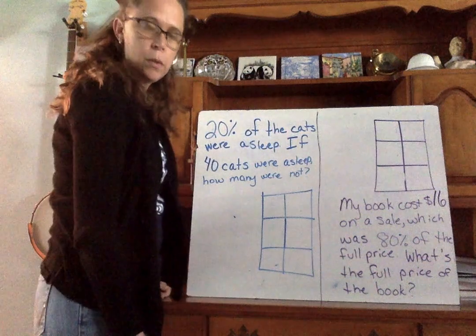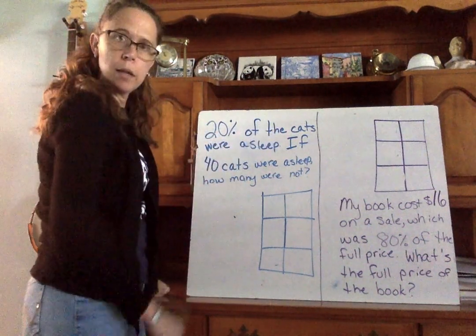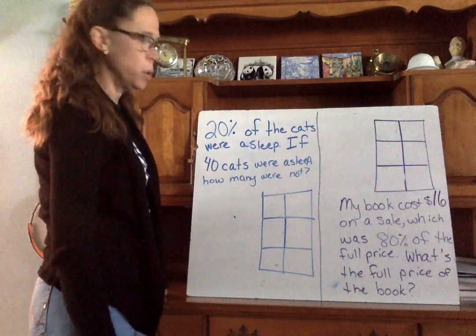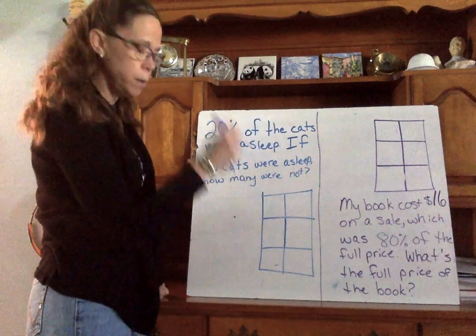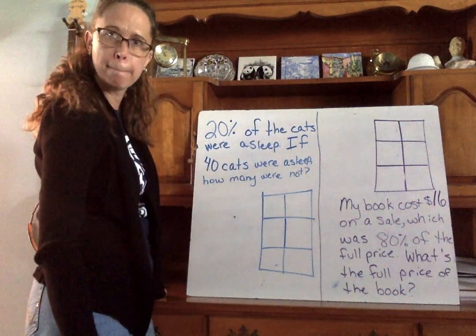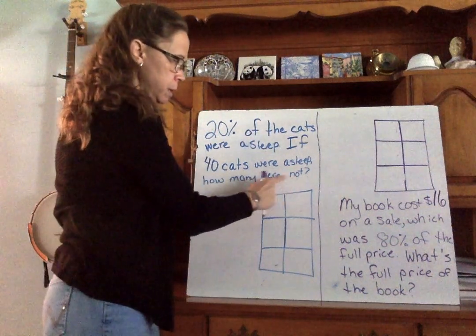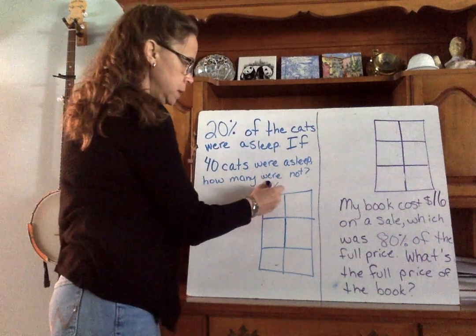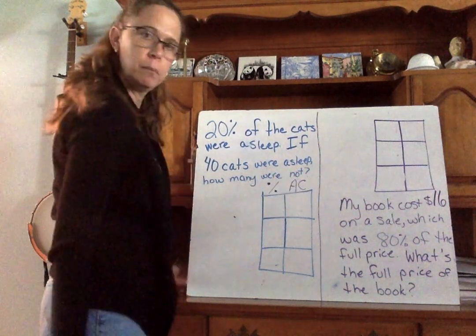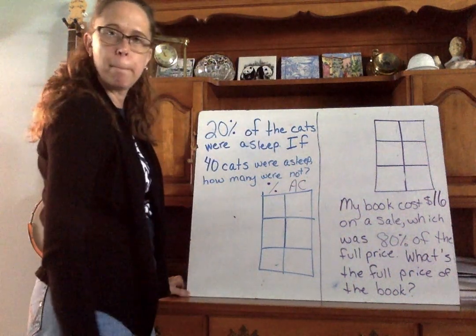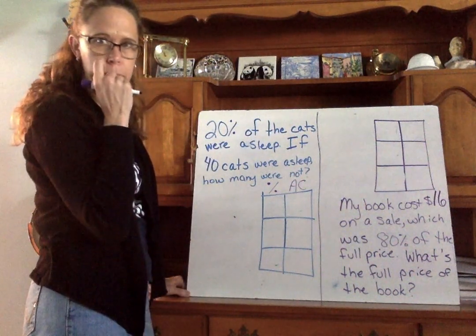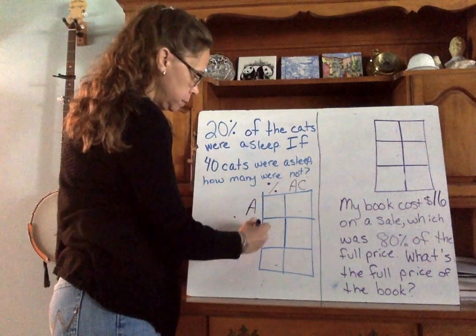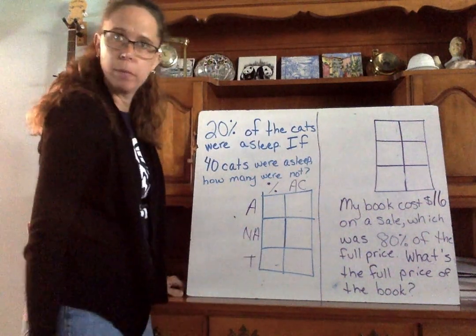Okay, so this one says 20% of the cats were asleep. If 40 cats were asleep, how many were not? Okay, so I want you to draw your ratio box in your notes. Now, think about what we need to put up top here. Go ahead and do it. We need to put percent and actual count, right? Think about what our categories down here are going to be. Okay, I hope you chose asleep, not asleep, and total, or something along those lines.